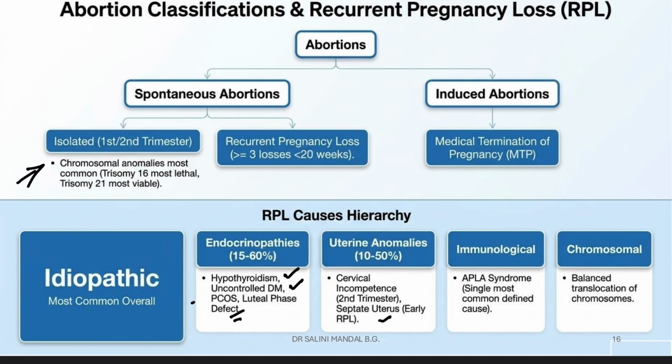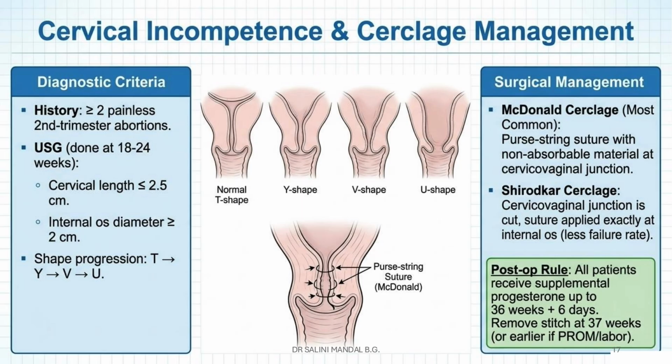Then the immunological one, that is APLA syndrome. This is the single most common defined cause, APLA syndrome. Then we have chromosomal causes, which is a balanced translocation of the chromosomes. That can be a reason for recurrent pregnancy loss. But let's talk about cervical incompetence and cerclage management. Basically what happens is the cervix cannot hold together, so it dilates, and that is what we call incompetence of the cervix.